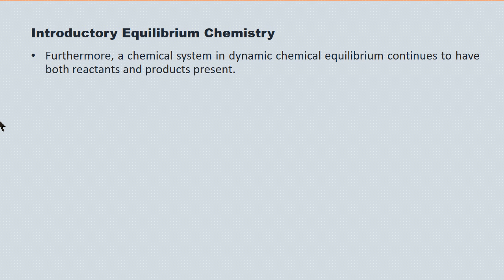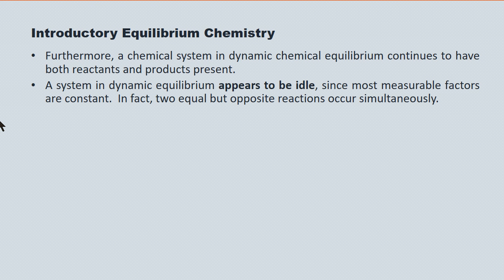At the end of the day, the chemical system is going to continue to have a mixture of reactants and products, so that the system appears to be idle. There's really nothing measurable in terms of an equilibrium to identify it as an equilibrium. It's just that we need to conceptually understand that there are two opposing chemical reactions occurring simultaneously.